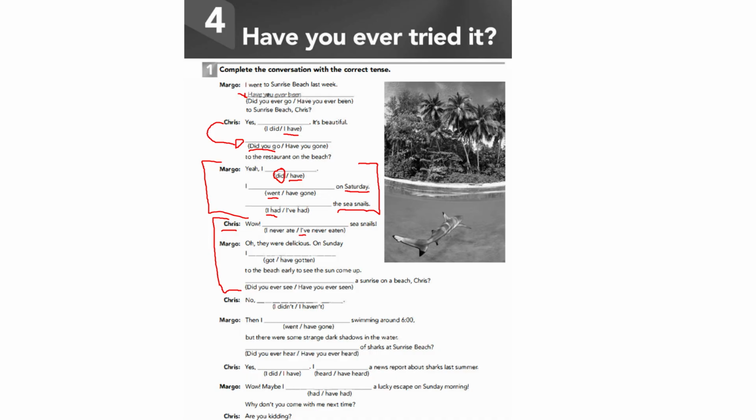Remember that the contraction of the personal pronoun and have is I've: I've, you've, he's, she's, it's, with have. Okay, so: Wow, I've never eaten sea snails. That's correct. Because here Chris is talking about a life experience, a life event, without mentioning when this happened. In this case, it has never happened. Okay, so let's continue, Ismail, with Margot here.